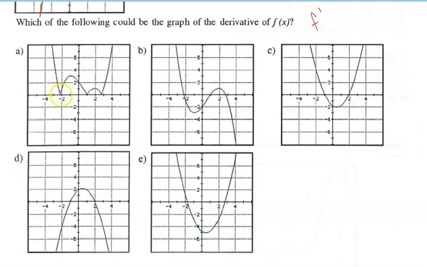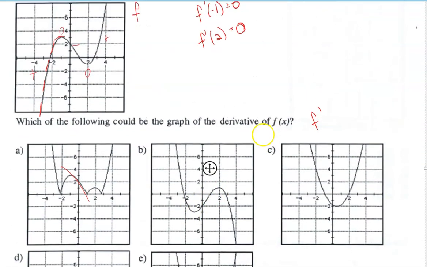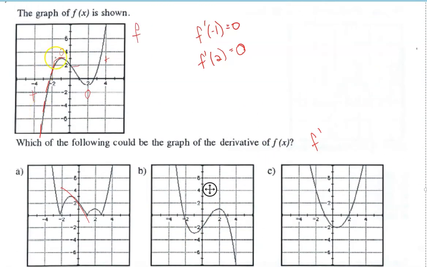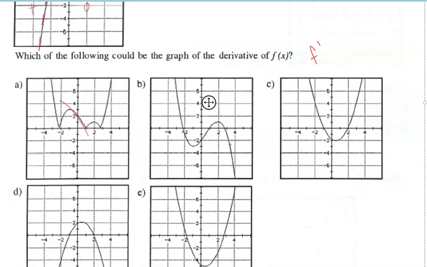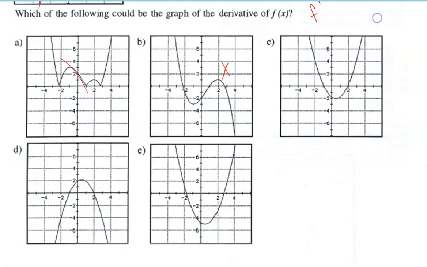Positive hits 0 but does not go into the negative, so this one is out. Positive and then negative, and then positive and then negative. Is that what we wanted? No, we just want positive, 0, negative, 0, positive. Because this one is negative over here, this is out. This one right here is positive, then negative, then positive again, so it might be that one. Let's keep looking though. This one is upside down, so that one's not going to work.